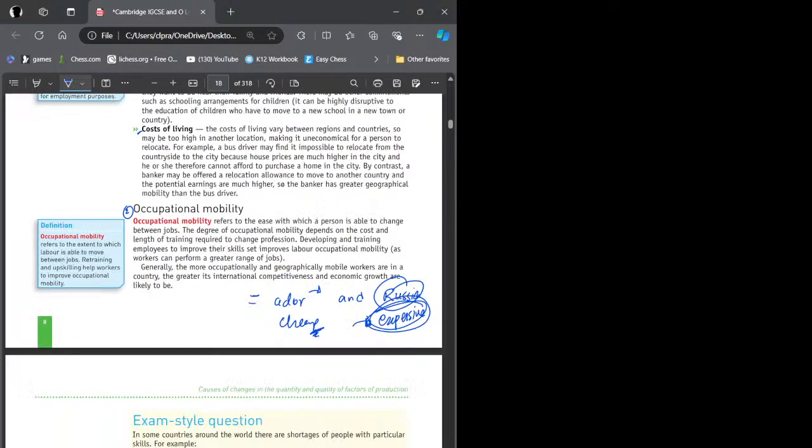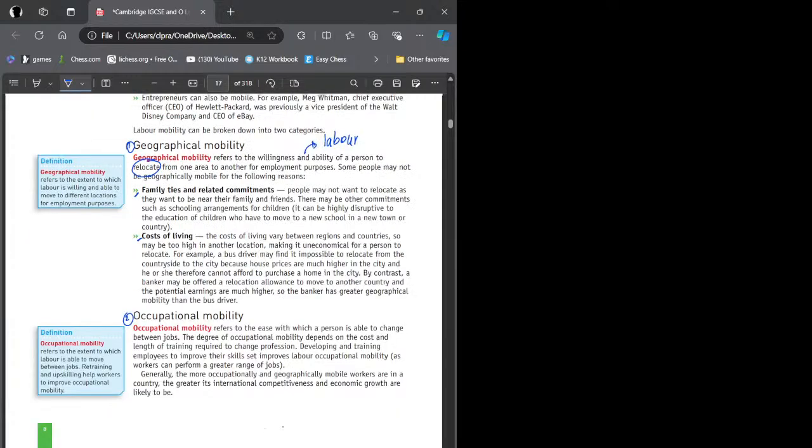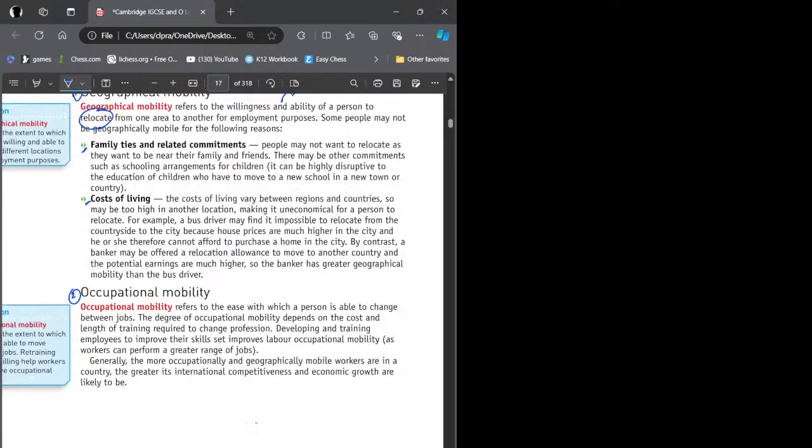Then let's move on to the second one. Let me just clean this. Give me a second. Then we have occupational mobility. Let me just drink water again. Just a second.